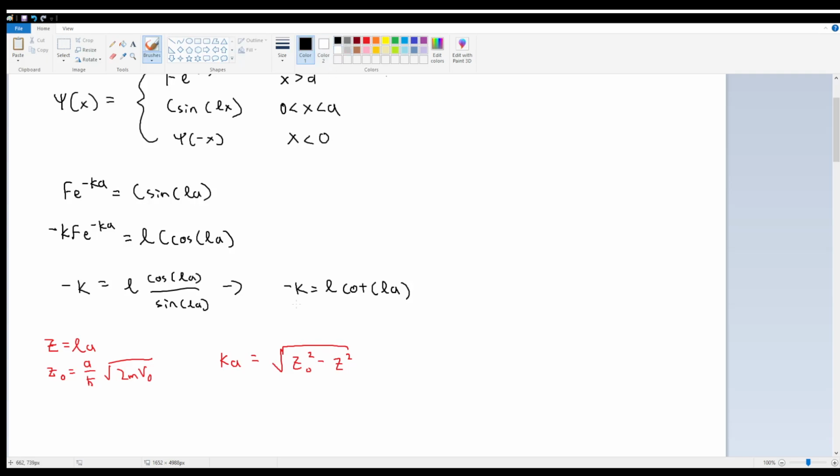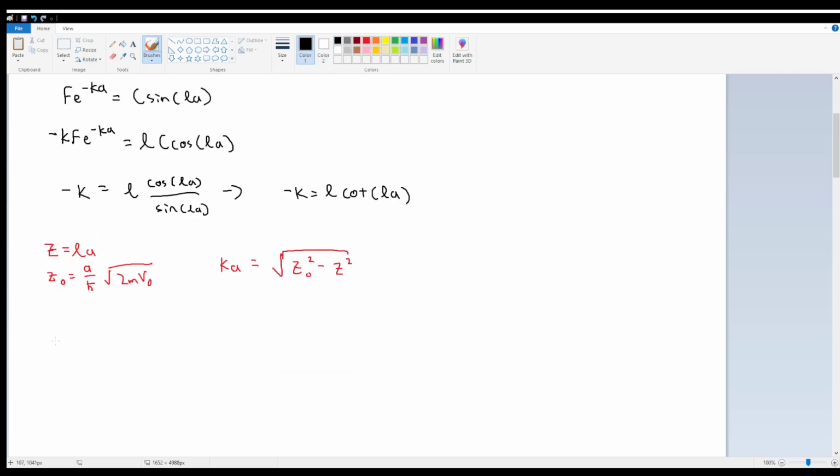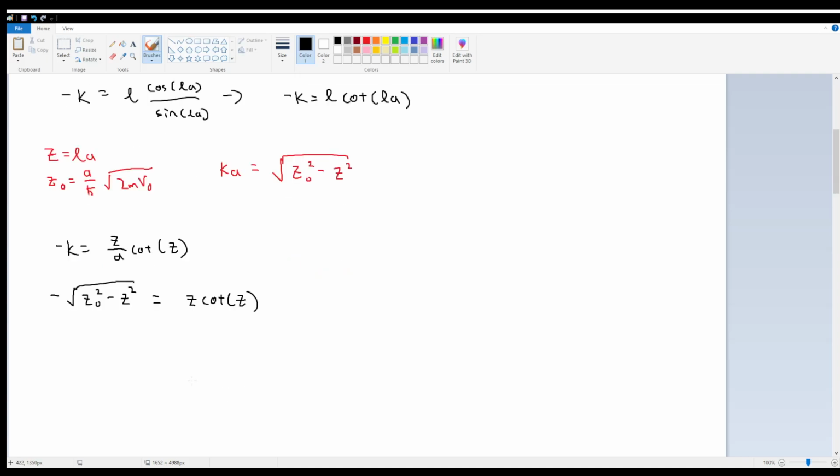And at this point, if we replace everything, negative k is equal to, L becomes z over a, times cotangent of z. Move the a over to this side, and we have negative square root of z naught squared minus z squared is equal to z cotangent z. Move the z over to the other side, and we get that cotangent of z is equal to the negative of the square root; move the z into the square root, and we get z naught over z squared, subtracted by 1.